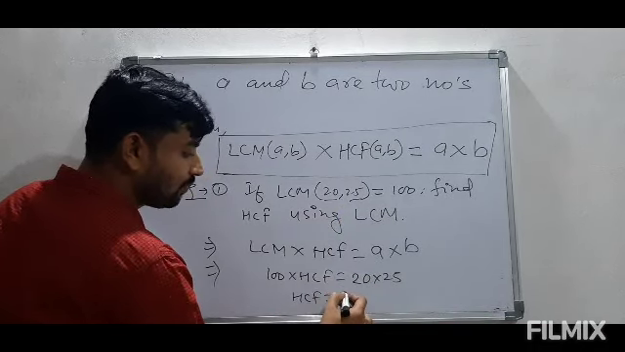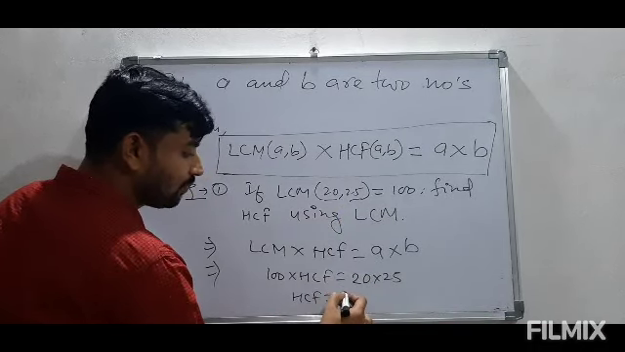When this number is in multiplication, when we change the side of this from LHS to RHS, you must have seen this in simple equations in class 8. If it is in multiplication, it will go in division, so it will come over there. So we can cancel these zeros here. In other terms, we are dividing this 500 by 100, so we will come to a number that is 5. So HCF of 20 and 25 by using this formula is 5.